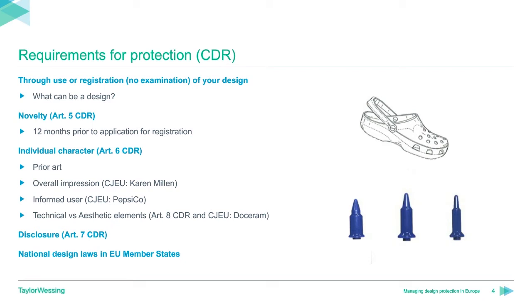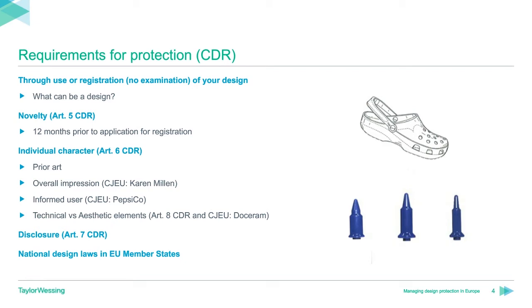An important exception is the so-called grace period of 12 months preceding the filing date of your design. The grace period allows the designer to disclose its design to the public and to register its design still validly at a later stage, as long as the application is made no longer than 12 months after the first publication of the design.